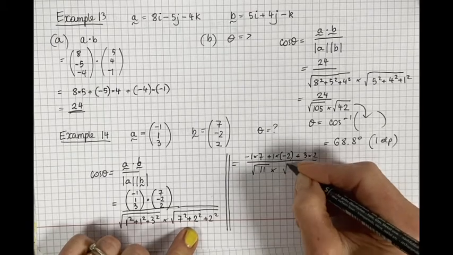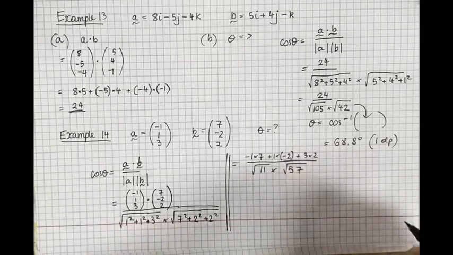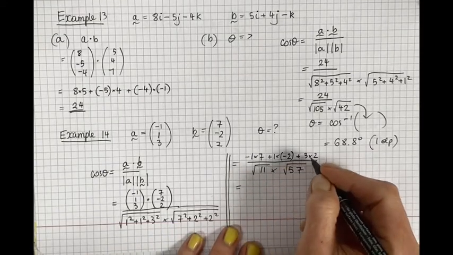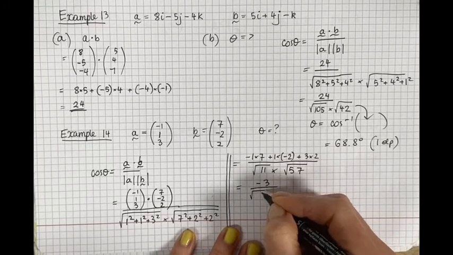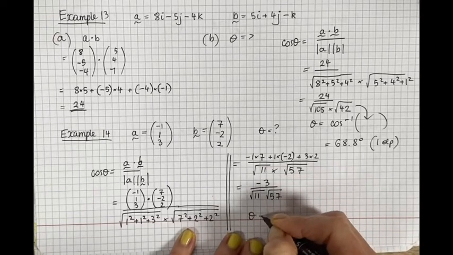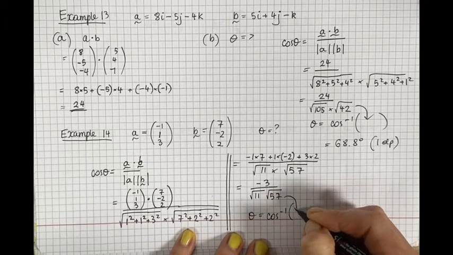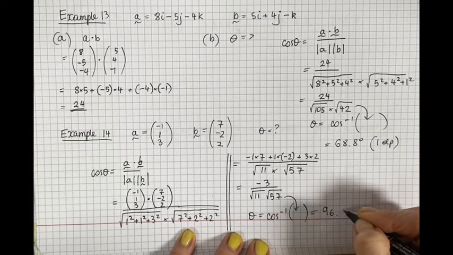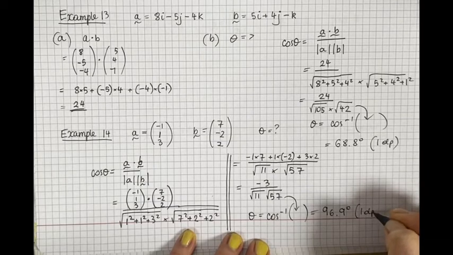This one here is going to be 57, 49, add 8. Okay, so this minus 9 add 6 is minus 3. So theta is equal to arc cos or cos inverse of that value, which gives us an angle of 96.9 degrees, obtuse angle, because cos is negative.